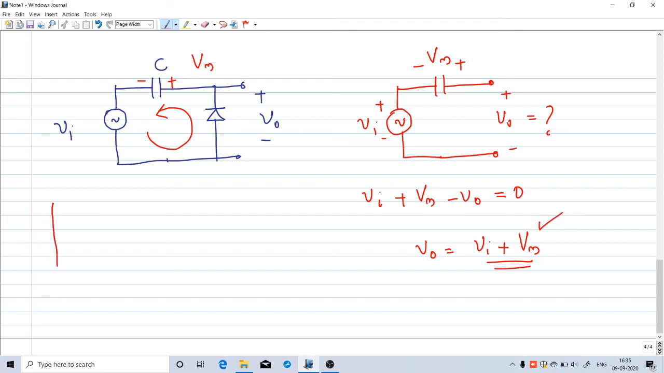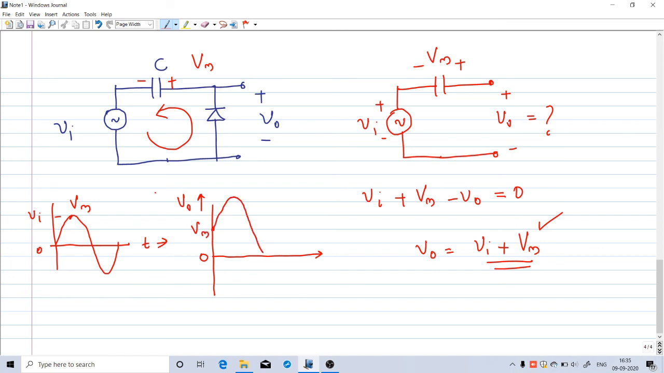So if your input voltage is like this, and this is a peak value Vm, then your output voltage will be shifted by an amount Vm. So this 0 point goes to Vm. This Vm point will shift to 2 Vm. Okay. So this is 2 Vm. This is again 0. So that is how your output will be. It will be positively clamped.